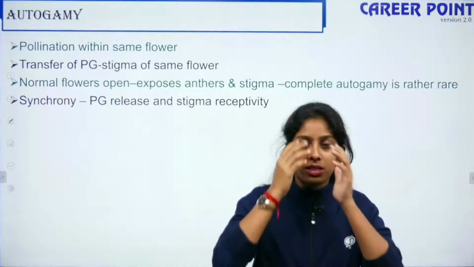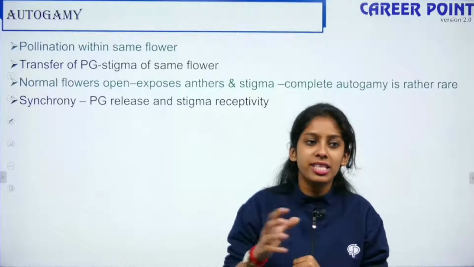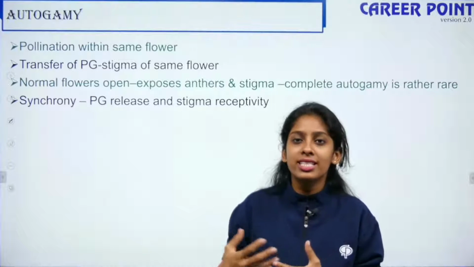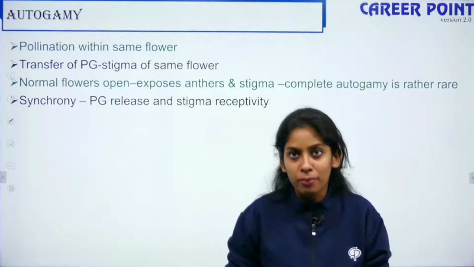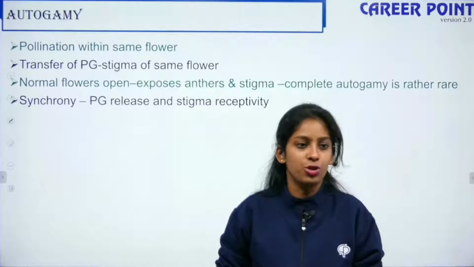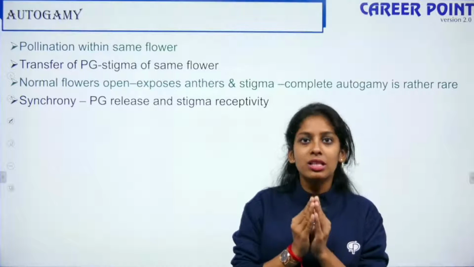So that is what I am discussing. Suppose we have a plant that is doing autogamy, that is self-pollination. So what are the criteria or characteristics of a plant that is undergoing self-pollination? In self-pollination, it is happening within the same flower.